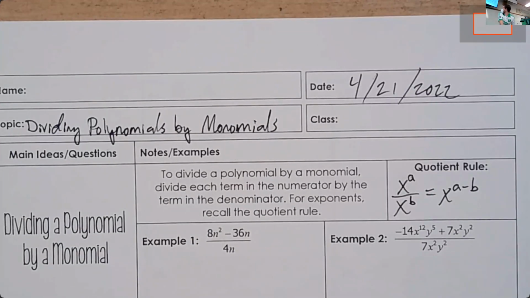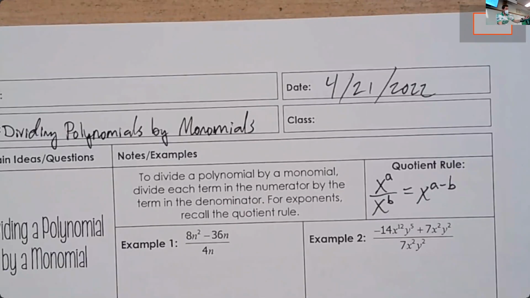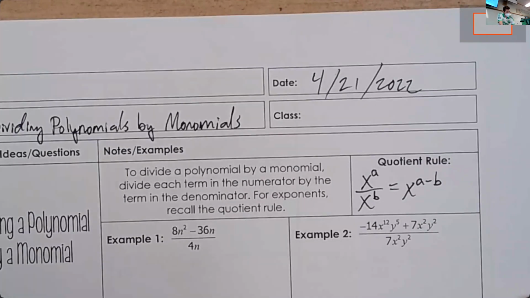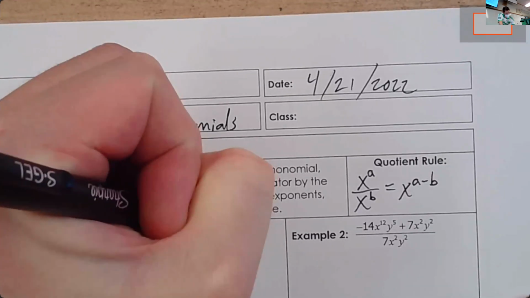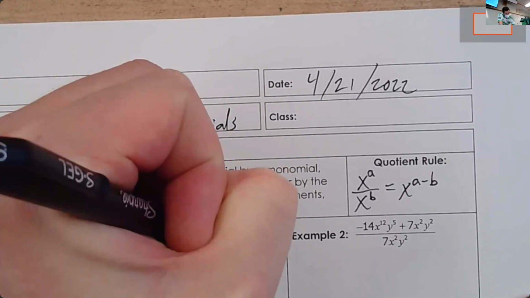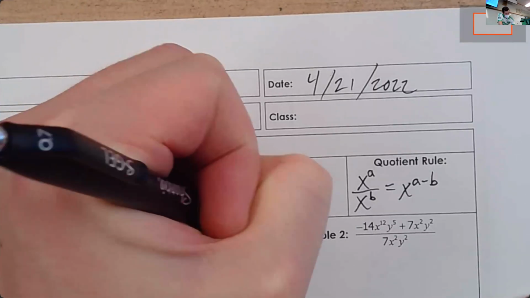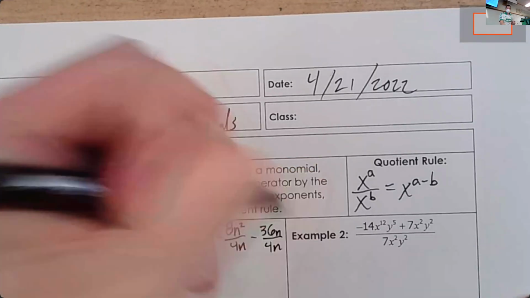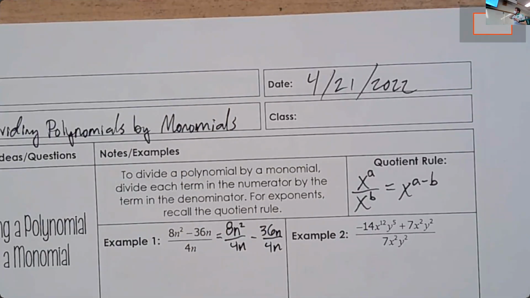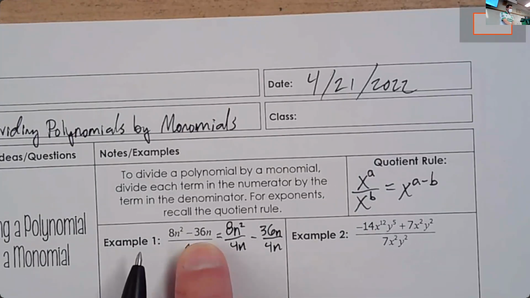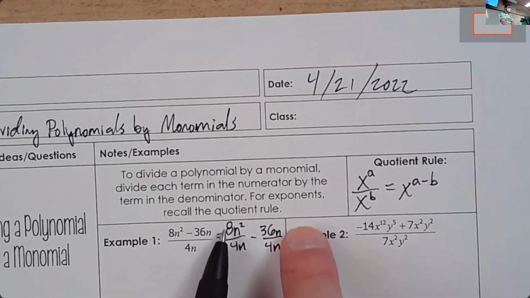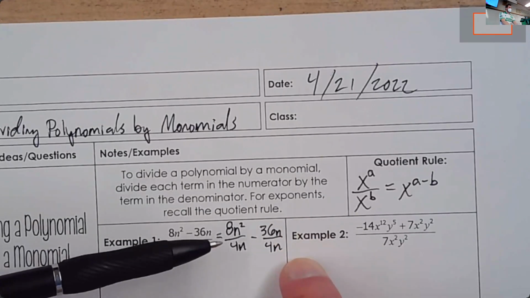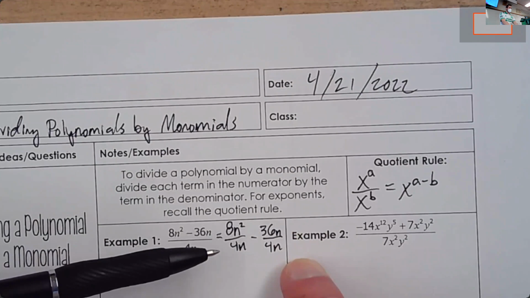there's something you can do as well, if it makes it a little bit easier to separate this out. You don't have to, but it is something you can do. It would look like this: you'd have 8n squared over 4n minus 36n over 4n. Because that denominator works with both terms in the numerator, you can separate out your fraction to write the same denominator beneath each of those two terms from the numerator. It might visually make things a little bit simpler for you. You can do that, but you don't have to.